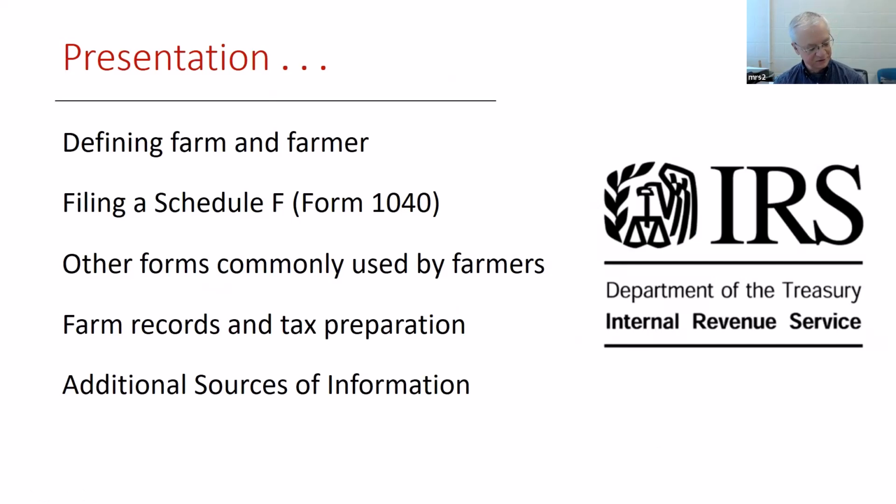Let's give you a little bit of an outline of what we're going to cover today. We're going to talk a little bit about how USDA and IRS define a farm and a farmer. We're going to talk a little bit about filing the Schedule F, which is the primary tax return that farms file, whether they're full-time or part-time farmers. We're going to briefly talk about some of the other forms used by farmers to prepare their taxes. We'll discuss a little on farm records and tax preparation, and I'll give you some additional sources of information.